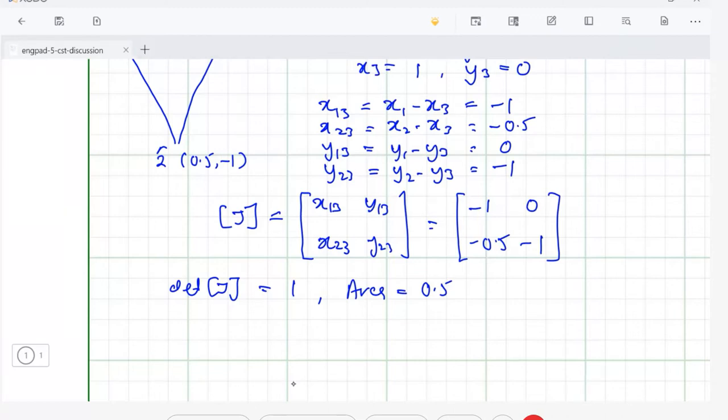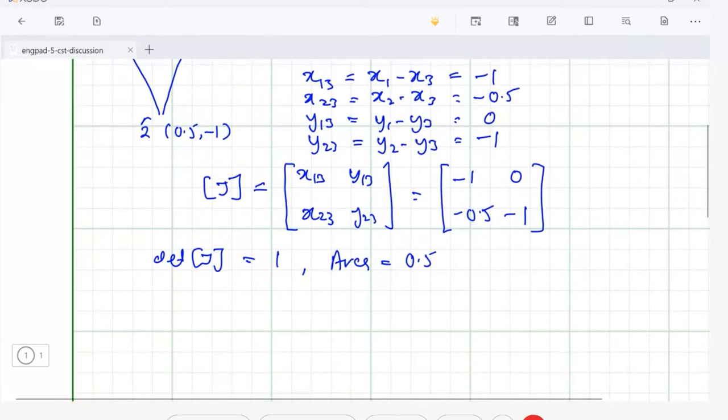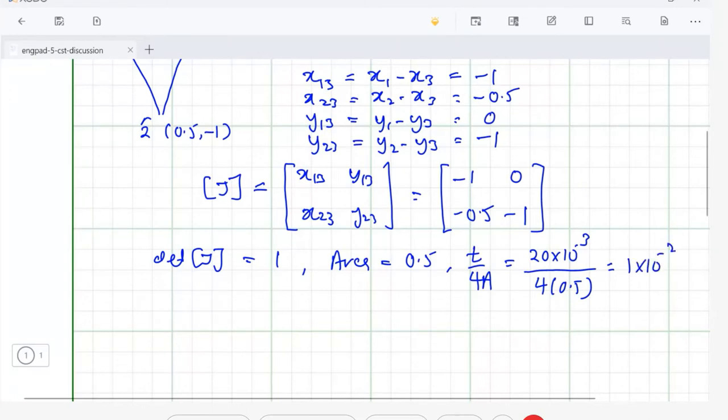So what I'll do here is take a look at my solution. The area is 0.5, and then we also need T over 4A, which is part of the element stiffness matrix. This is 20 times 10 to the minus 3 divided by 4 times 0.5, which is 1 times 10 to the minus 2.